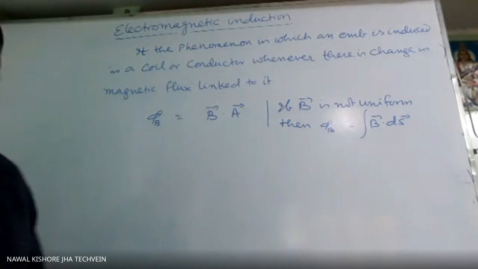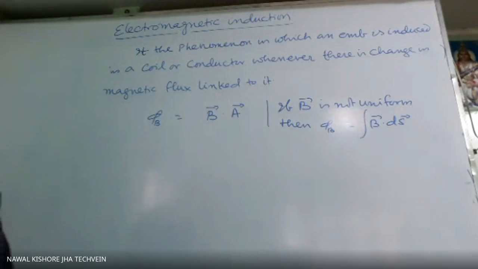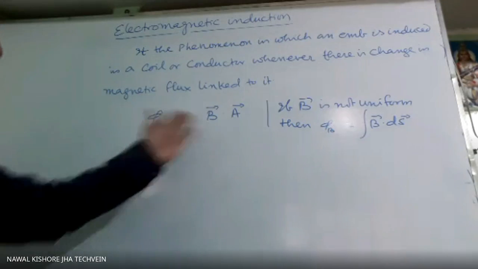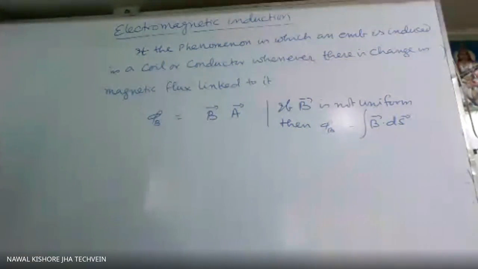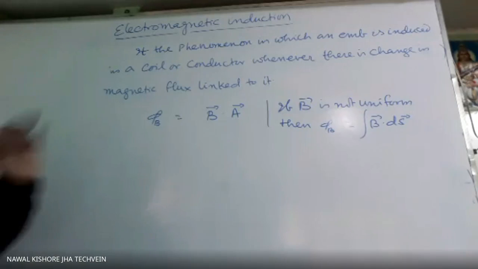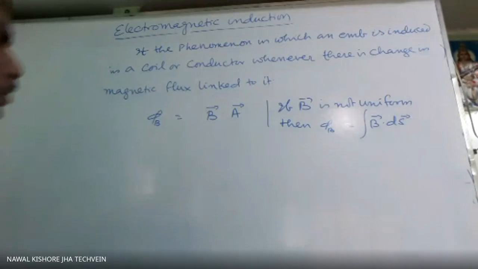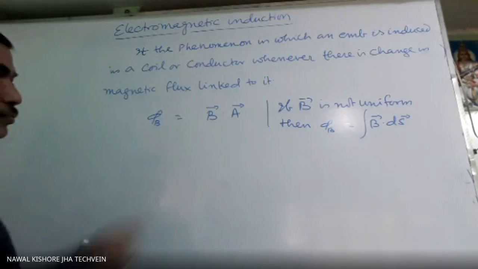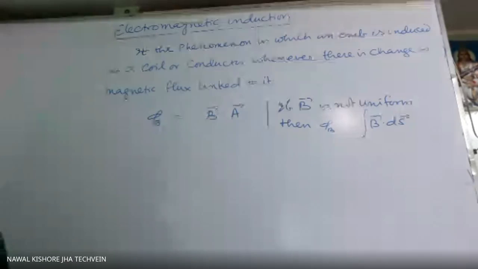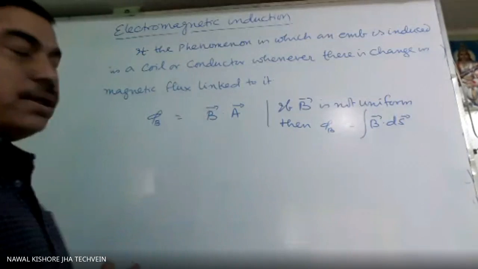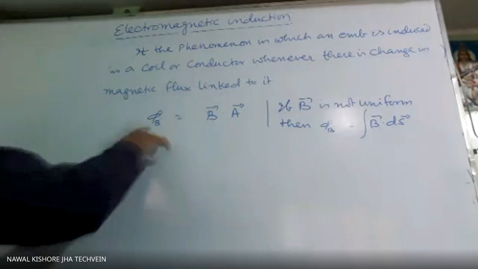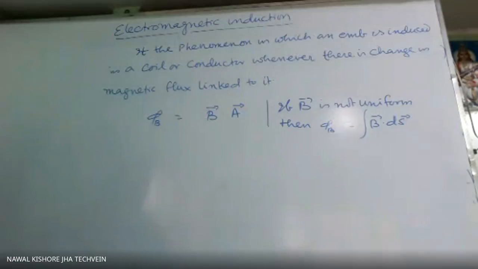Like work done, the dot product of force and displacement. If force is constant, then that formula will be applicable. If it is not constant, then other ways are also there, by integration or by plotting the graph. Already we know. So, as this is given by the dot product of magnetic field intensity and area vector, that means it is a scalar quantity. Already we have discussed it.